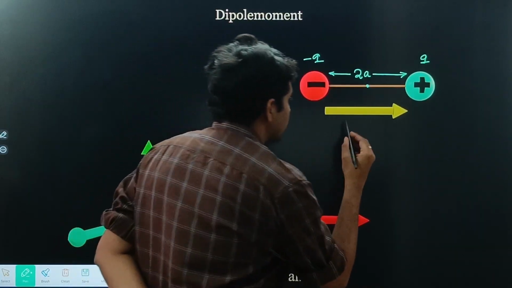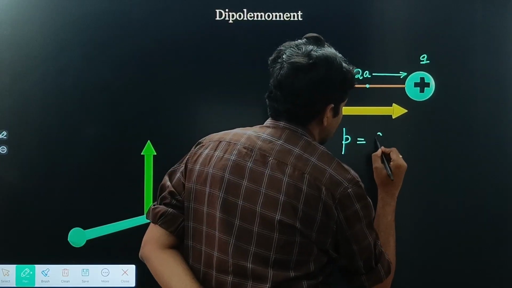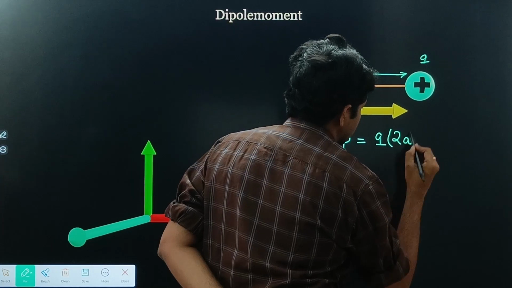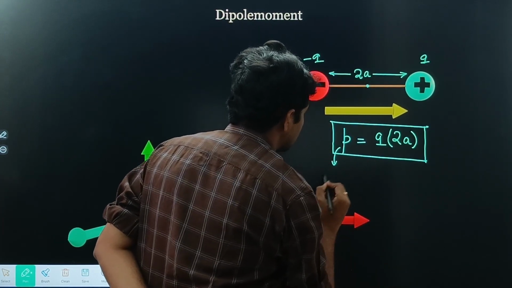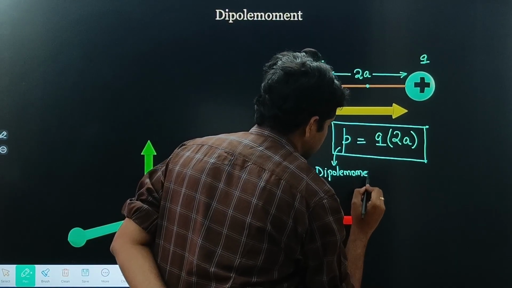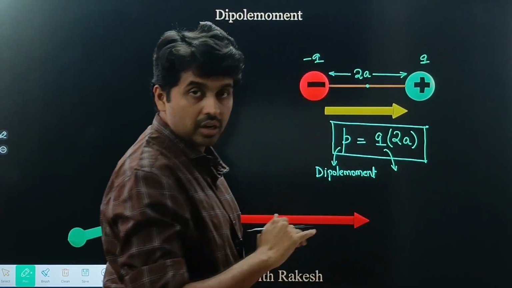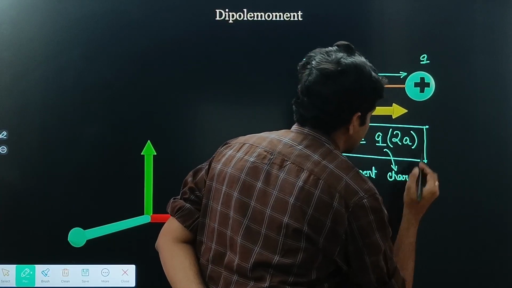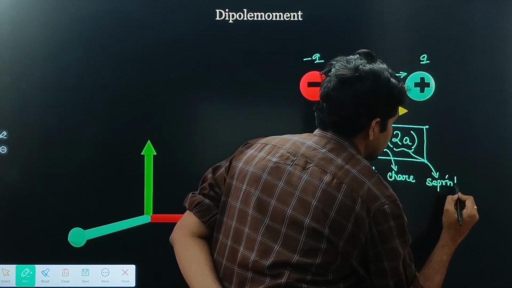So this constitutes a dipole, and there is one quantity called dipole moment we associate with this pair of charges, and that dipole moment we write like this: P equal to the charge, any one of the charges, times the distance between them. Okay, so this is called dipole moment. This is the value of any one charge, because the charges are equal and opposite, and this is the separation between charges.